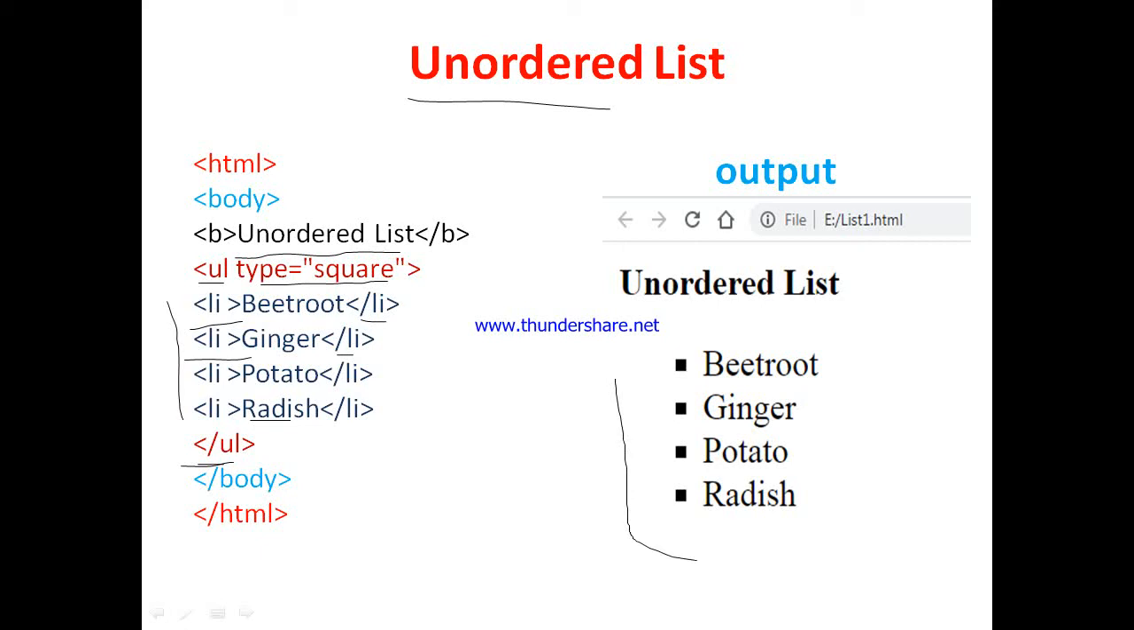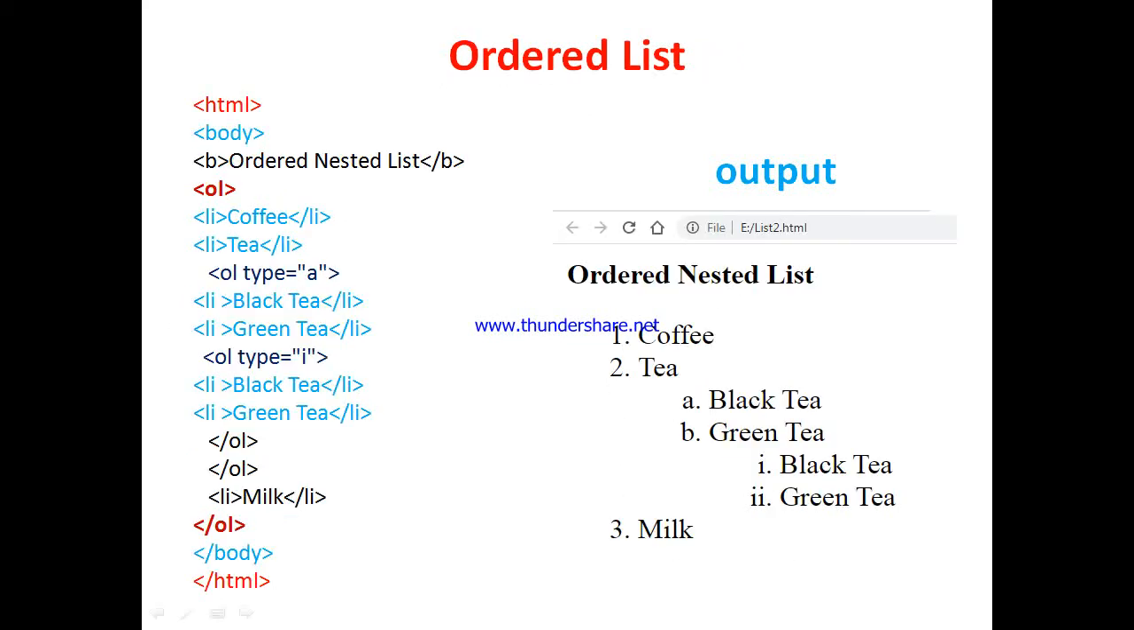Okay, now the second program, ordered list. Here if you see the output, there are 1 and 2, and in between again a nested ordered list. Again here A and B is defined, and inside the A and B again nested numbering is defined. That means we have to define the OL tag, and inside the OL tag again define a sub OL tag for this value, and again inside that OL tag define another sub OL tag.